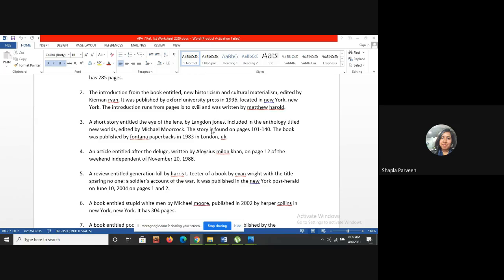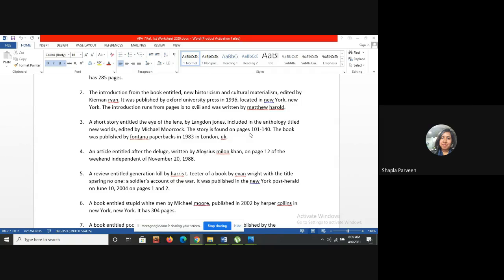So the author's name is Langdon Jones. It's a short story. This short story is included in an anthology. So basically the source type is an anthology. The name of the anthology is called New Worlds. And it also has an editor as well, right? So there's a lot of information going on here. The source is an anthology. The title of the anthology is New Worlds.